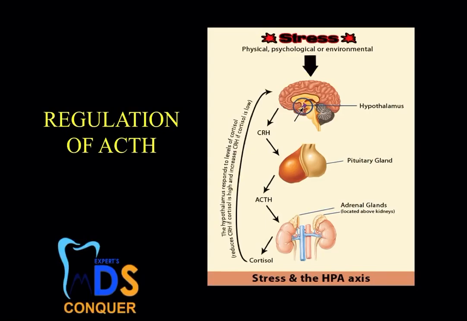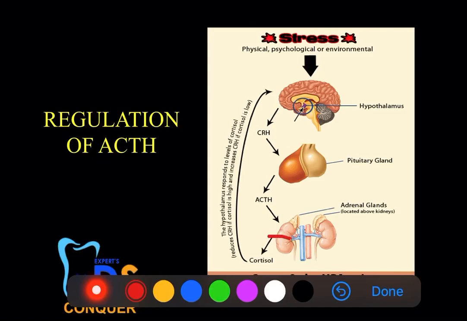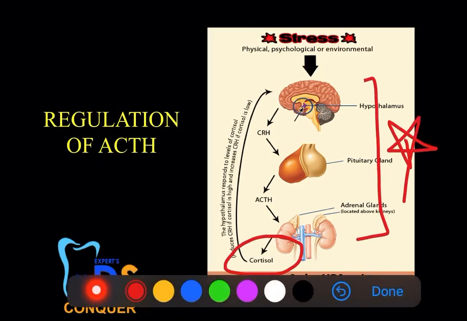If a person is in constant stress, either physiological, psychological or environmental, then the hypothalamus produces this CRH, or corticotropin releasing hormone, which acts on the pituitary gland to produce the ACTH, that is adrenocorticotropic hormone, which again acts on the adrenal gland to produce the cortisol. Okay, this is the HPA axis which you have to draw. This diagram, if you draw, it will be really fetching and it will add marks to your answer.